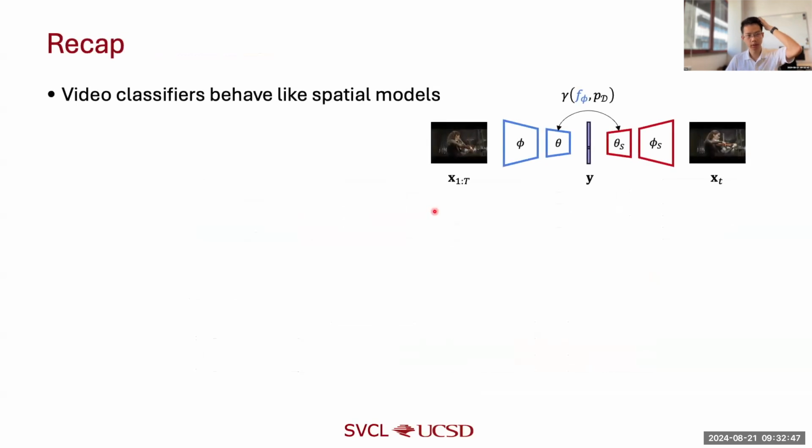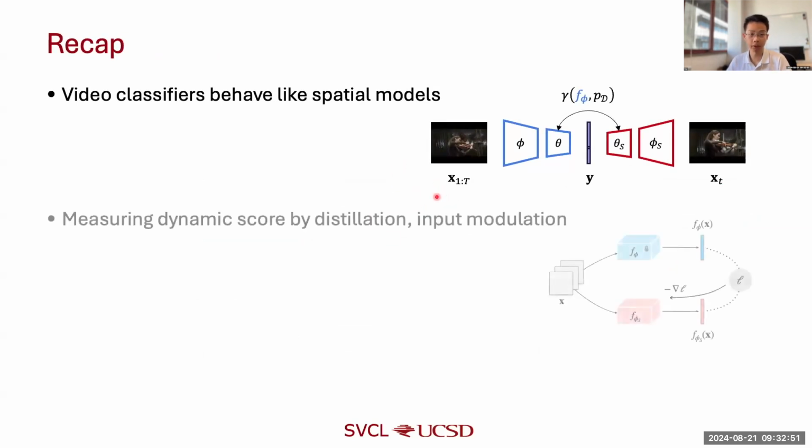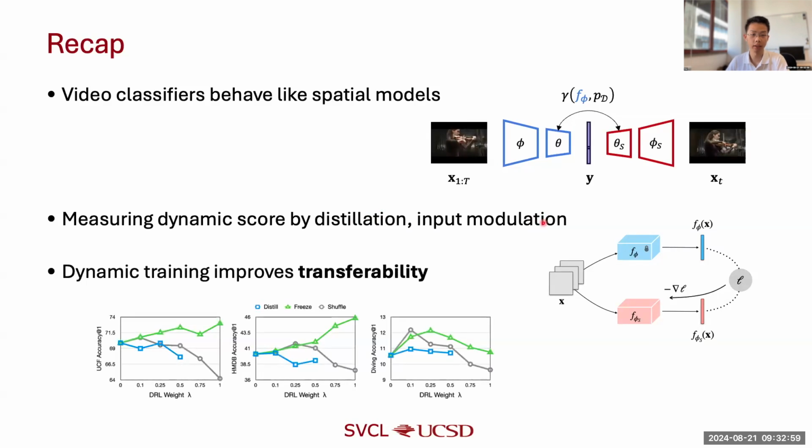So the takeaways here are that first, video classifiers behave like spatial models. Second, we propose to measure dynamic scores through both distillation and input modulation. And third, dynamic training by optimizing these dynamic scores actually improves the transferability of representations learned by the video models.